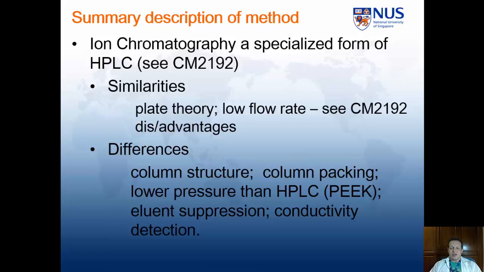Now, in HPLC, you in the second year used UV-Vis detection. You could use in HPLC conductivity detection. In ion chromatography, you use conductivity in the main, that's the workhorse detector, but you can also use a variety of electrochemical techniques as detectors: cyclic voltammetry, cathodic stripping voltammetry, a whole tranche of them. And finally, you also use, with ion chromatography, eluent suppression, and we'll talk more about that in a moment.